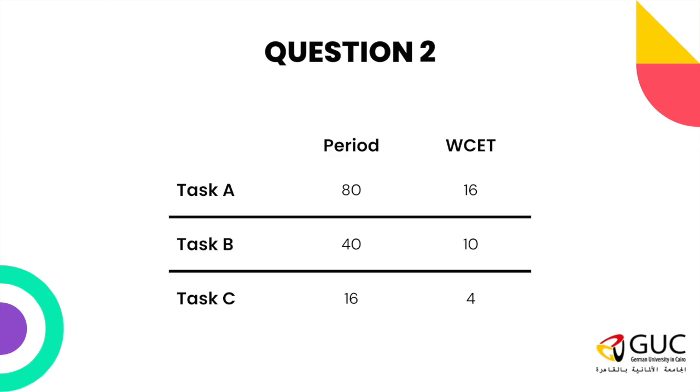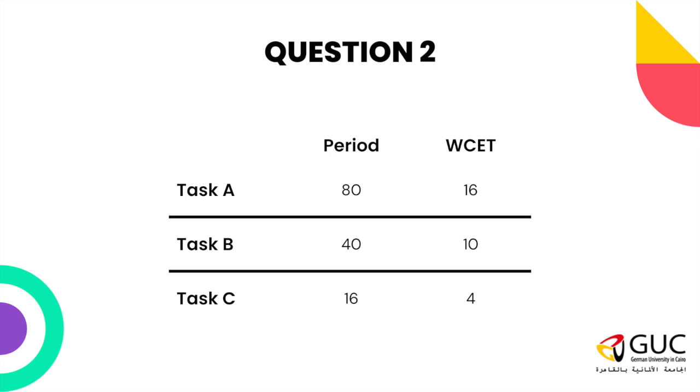And here we have also three tasks, task A, task B, and task C. The periods and the worst case execution time are given. So task A has a period of 80 clock ticks and it needs 16 clock ticks to finish executing. Task B has a period of 40 clock ticks and it needs 10 clock ticks to finish executing. And finally, task C has a period of 16 clock ticks and it only needs 4 clock ticks to finish executing.